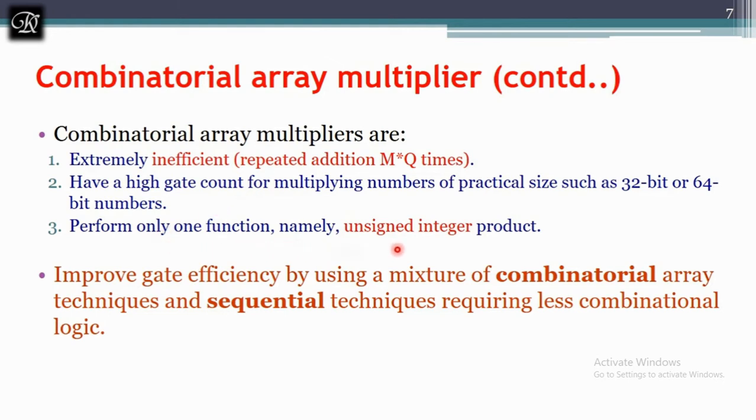They perform only one function, namely unsigned integer product. By having all these gates, the ultimate goal is to get an unsigned product, but that is not sufficient. By investing so much money in the hardware, it's not efficient that I get only a product, I should get more, right? So that is why we will come up with a sequential technique rather than the combinational array technique. We are going to propose a sequential technique for unsigned integer multiplication, which is going to make use of less hardware, and it's going to generate the same answer we got in the previous discussion.